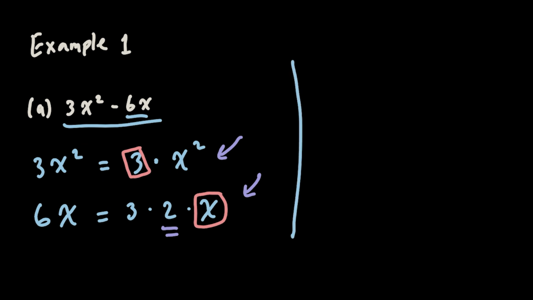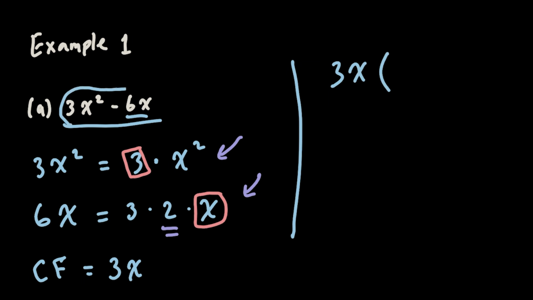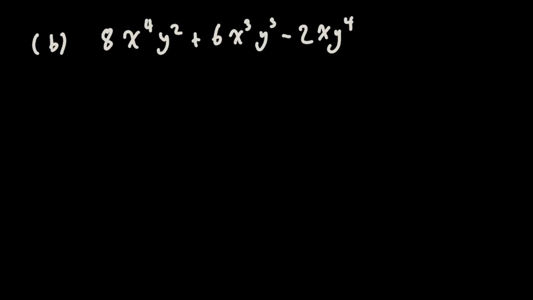So the common factor is 3x. We'll take 3x as a common factor. So the remaining from this is x minus 2. I'm just dividing.